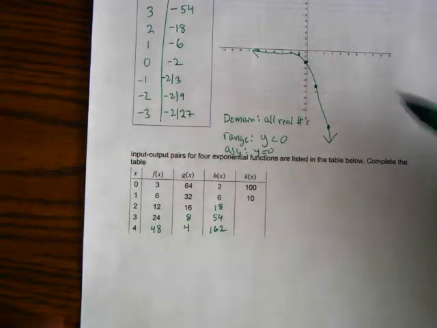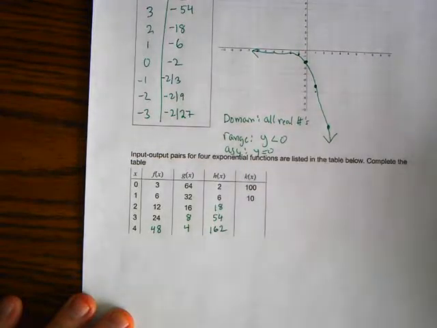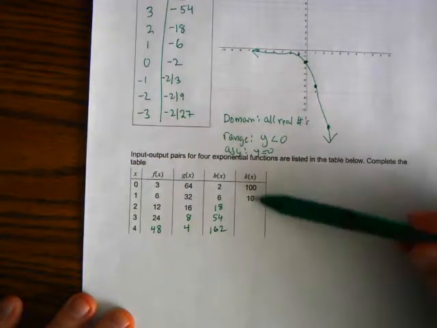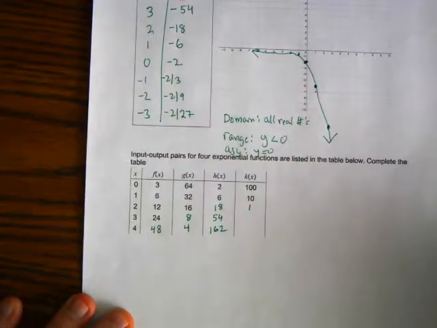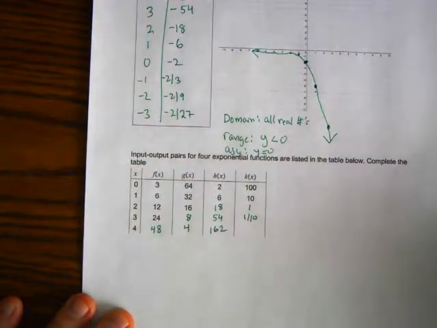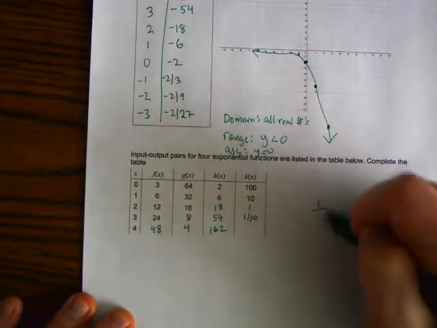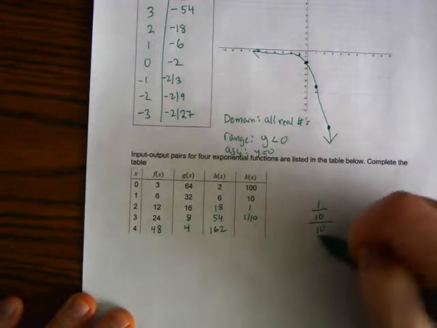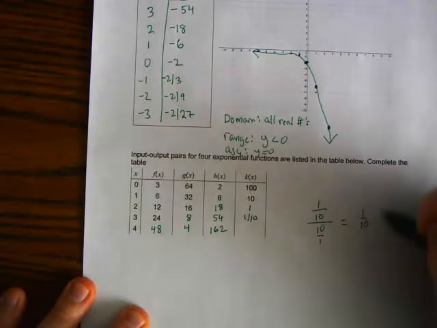All right, how about this last one? This last one we went from 100 to 10, which means we divided by 10 or multiplied by 1/10. So I have to do that again. I divide by 10. 10 divided by 10 is 1. 1 divided by 10, well, that's 1/10. 1/10 divided by 10, think of this 10 as 10 over 1, so that would be 1/10 times 1/10, which is 1 over 100.